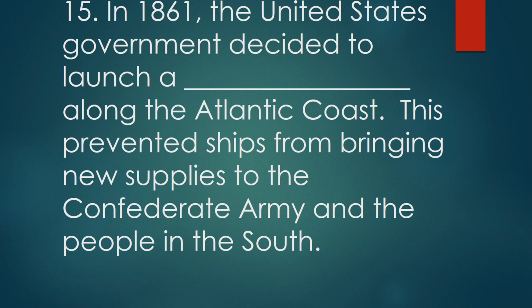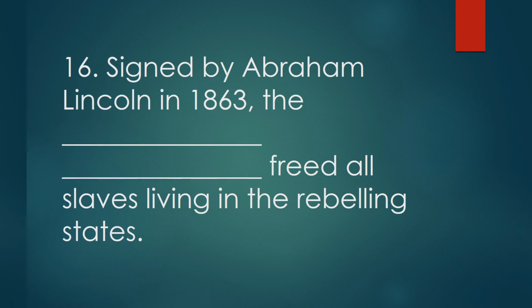15. In 1861, the United States government decided to launch along the Atlantic coast. This prevented ships from bringing new supplies to the Confederate Army and the people of the South. 16. Signed by Abraham Lincoln in 1863, the freed all slaves living in the rebelling states.